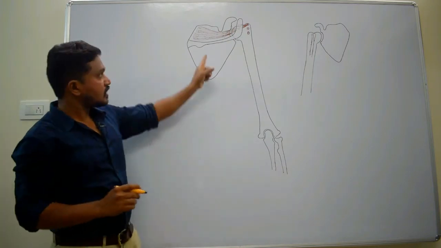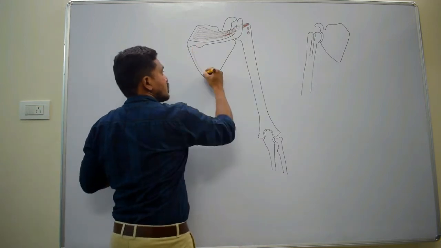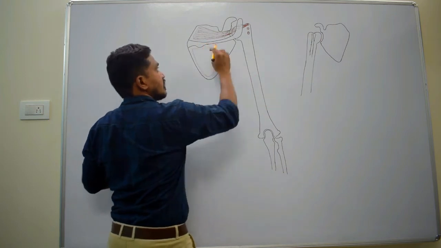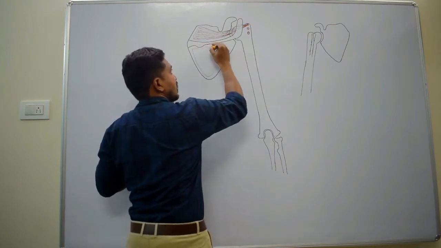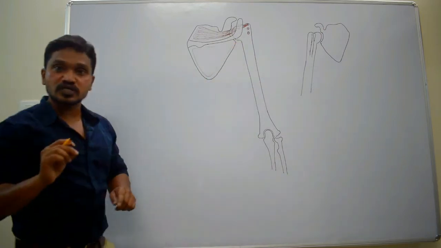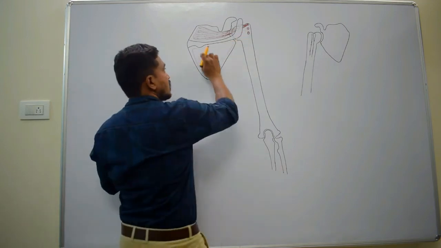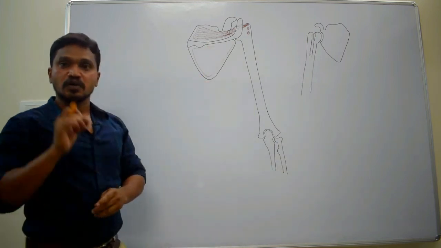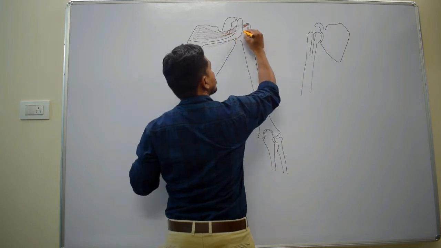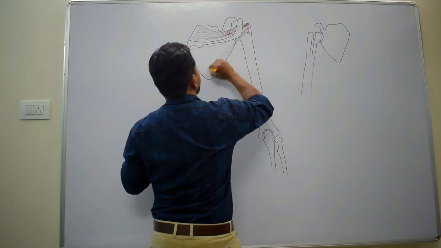Then if you take the infraspinatus muscle, it takes origin from the medial 2/3 of the infraspinous fossa. So this is the origin of it, right? Then it goes laterally, to where? To insert over the middle impression of the greater tuberosity. So the origin is the medial 2/3 of the infraspinous fossa, and the insertion is the middle impression of the greater tuberosity. So this is the infraspinatus muscle.